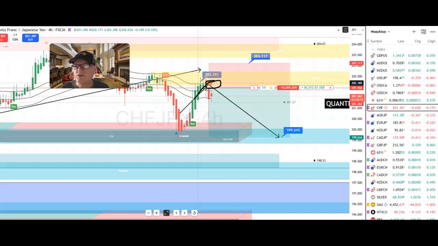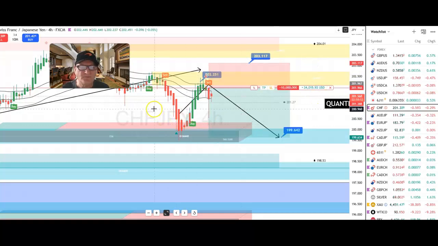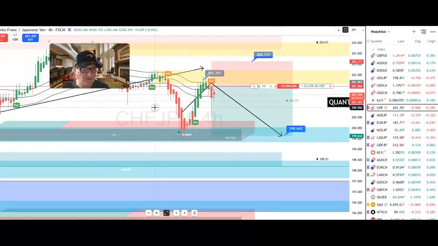And of course go for 2 for 1. Or you can go for the previous swing low. This previous swing low. My video's frozen a little bit there. But you can go for the previous swing low, which is down here in the demand zone.